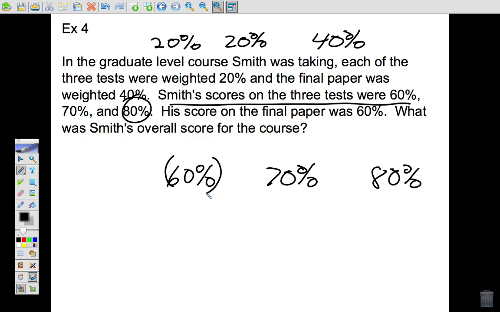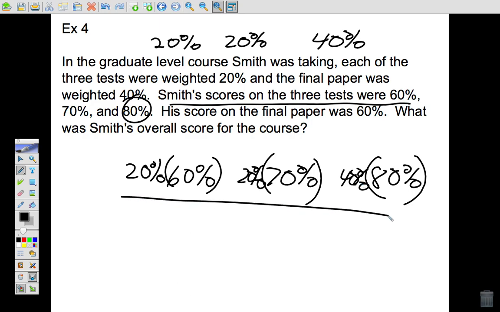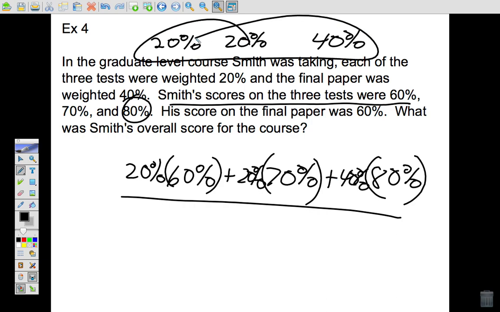Now what was the first one weighted at? Well, it was weighted at 20%. Now the second paper was weighted at 20%, and I should say the final paper was weighted at 40%. Now what you're going to do is add these up, which is going to be a little different here, and then divide by the total of the weights. 20 plus 20 plus 40. Let's see, 40 and 20, so that's 80%. So you're going to divide by 80%.